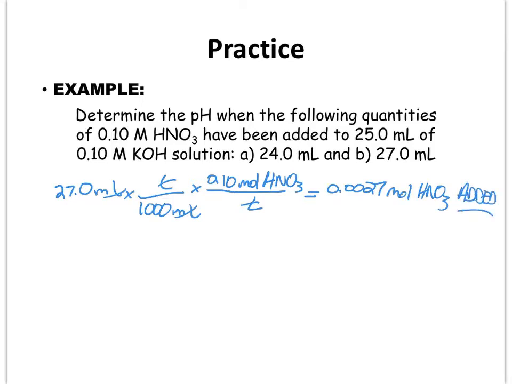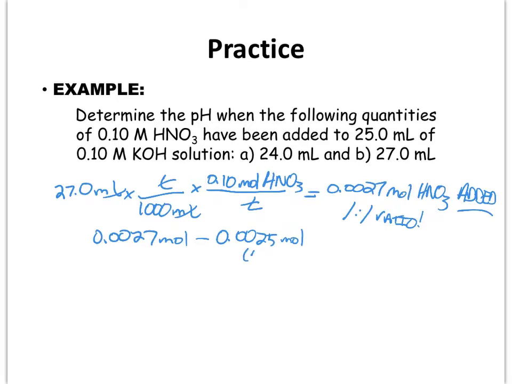Okay, there is no need to calculate the amount of base that we started with. It's the same as we already calculated in part A, so there's no reason to do that again. Again, still a 1-to-1 ratio here. So because of that, we know that in this case, we now added more acid than there was base present. So we added 0.0027 moles of acid. There was only 0.0025 moles of base.